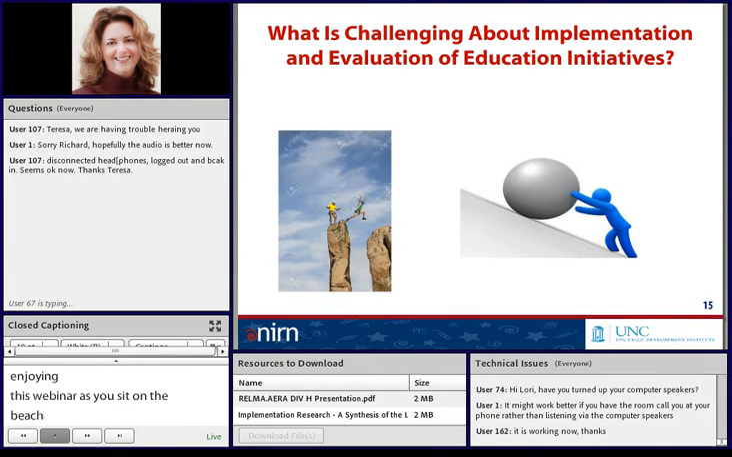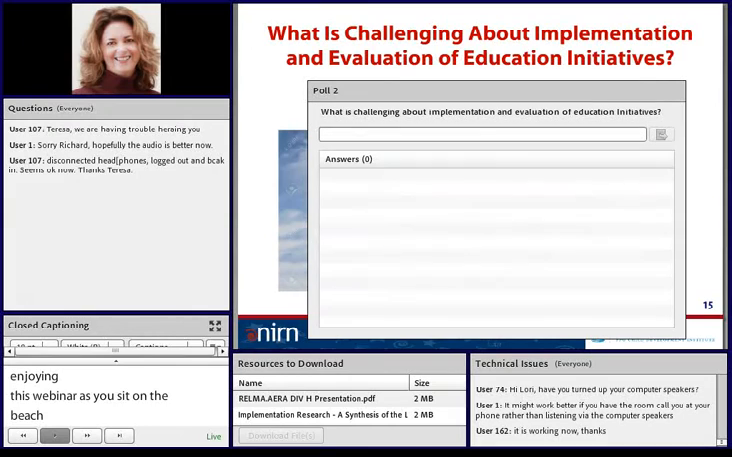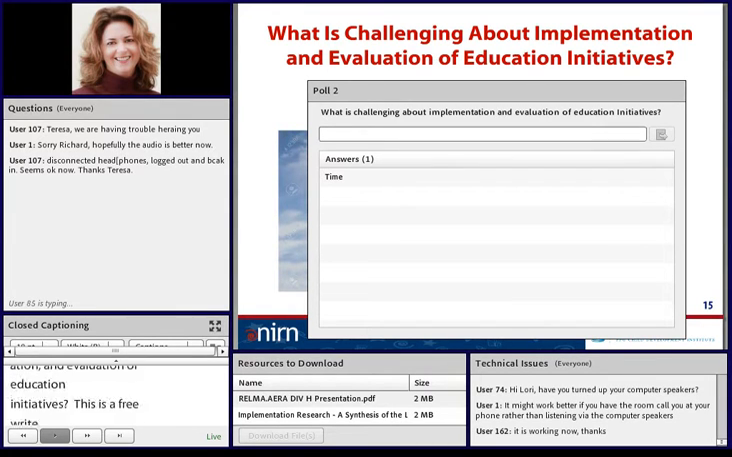So wherever you're at, if you would just take a minute to get us ready and thinking about implementation, answer this question: what do you find challenging about implementation and evaluation of education initiatives? This is just a free write. I want you to stop and think and type some answers in there.